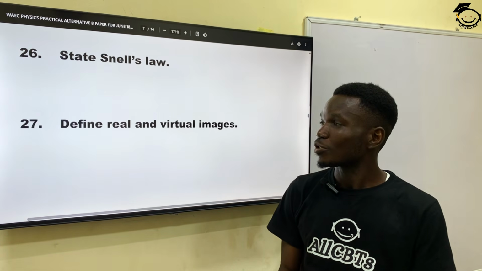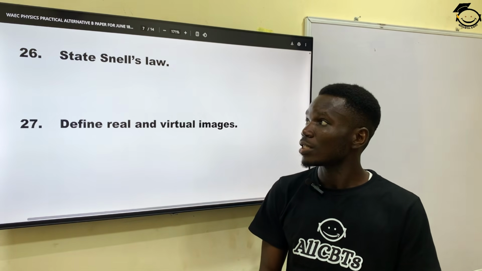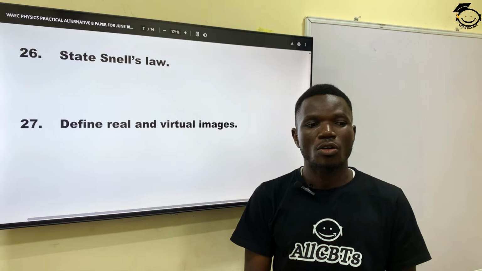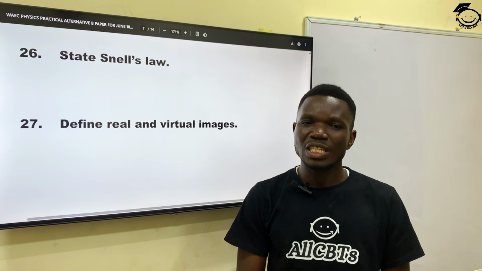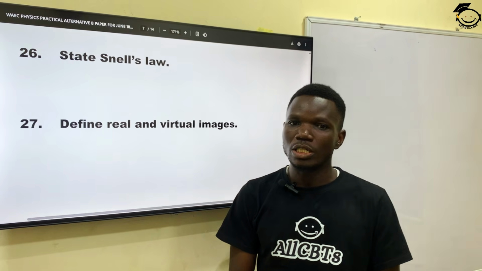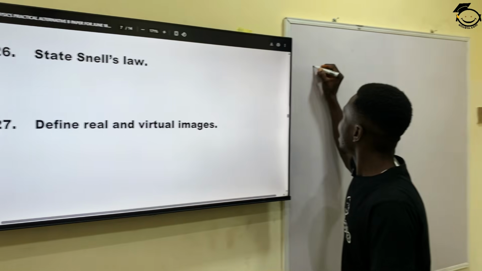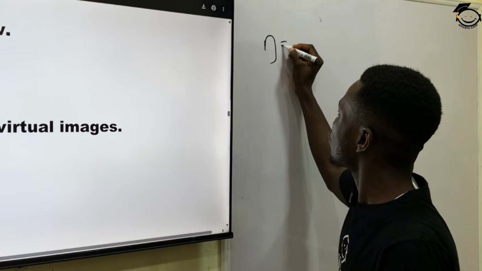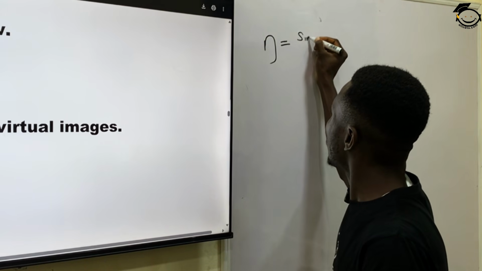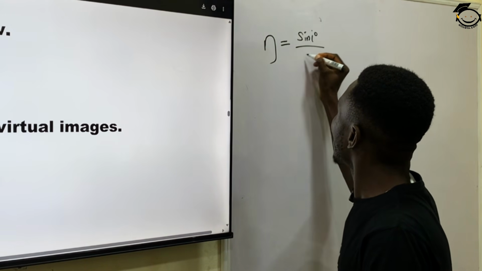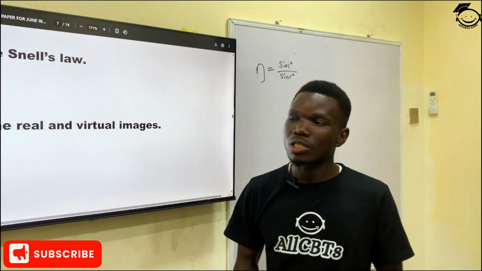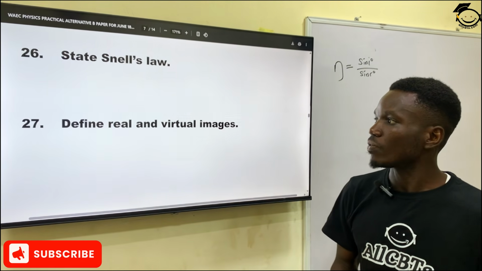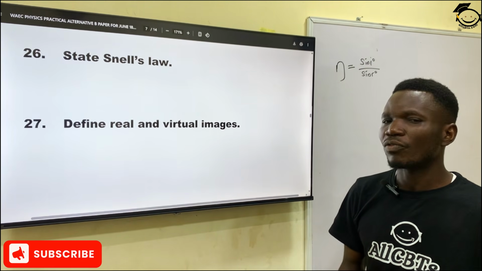Moving on to the next question, question number 26, it says state Snell's law. Snell's law of refraction states that the ratio of the sine of the angle of incidence to the sine of the angle of refraction is constant. That is to say that your constant, which is your refractive index, is sine of angle of incidence over sine of angle of refraction.